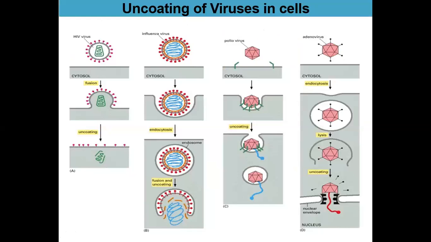inside the host cell. So how is the uncoating of the viruses done in the host cell? This is the most important process, because here the nucleic acid is going to be released after the attachment. Here you see the HIV virus, which is going to have a kind of fusion with the membrane, and then after fusion this particle is released, and this particle will then move towards the nucleus and be integrated into the genome.